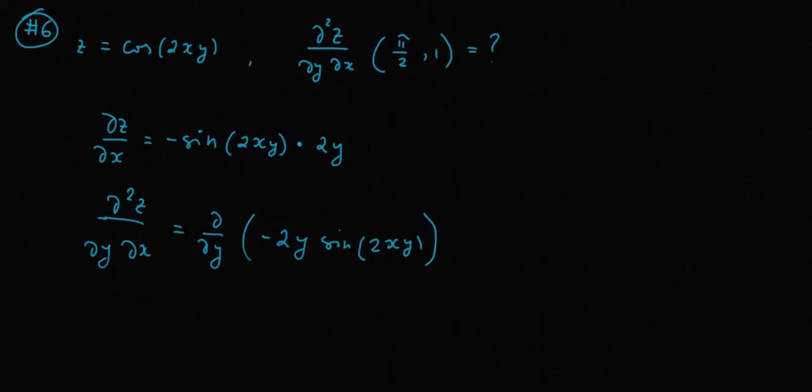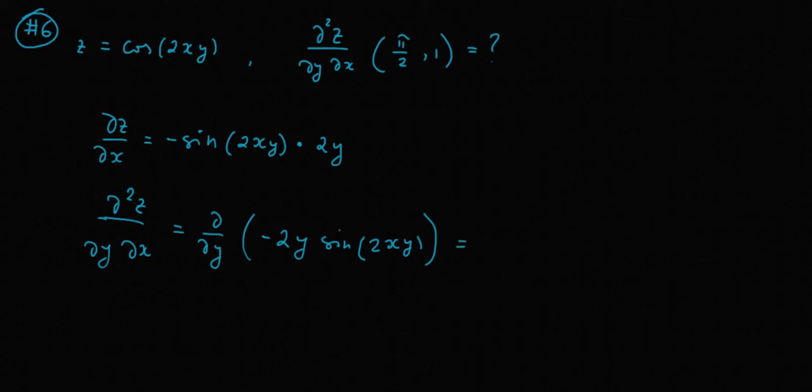Okay, so here we will have to use not only the chain rule, but also the product rule. And the reason for that is that the function that we're differentiating now is a product of two functions of y. The first factor is negative 2y, and the second factor is sine of 2xy, and they're being multiplied. Both of these terms depend on y, and so we will have to use the product rule.